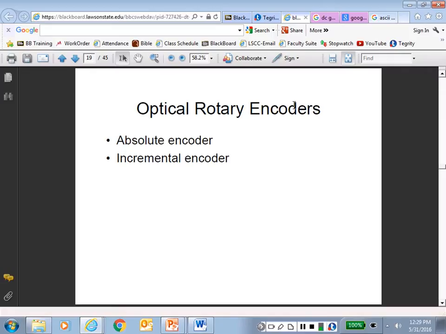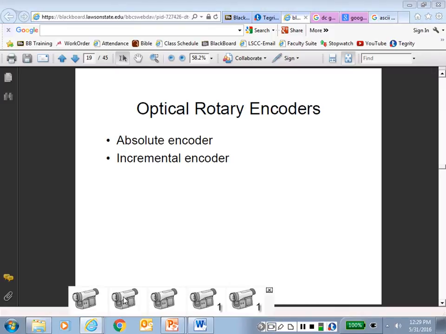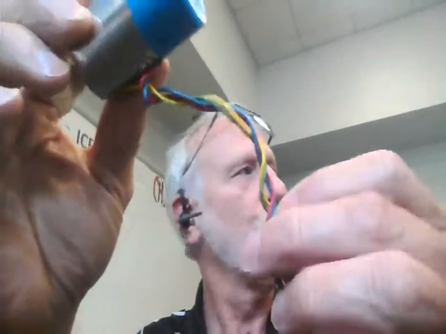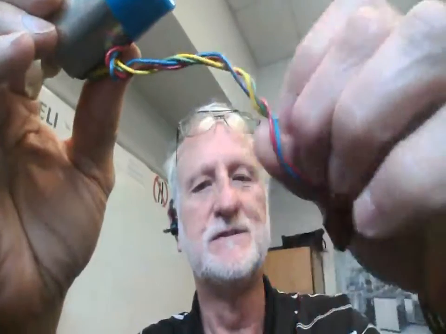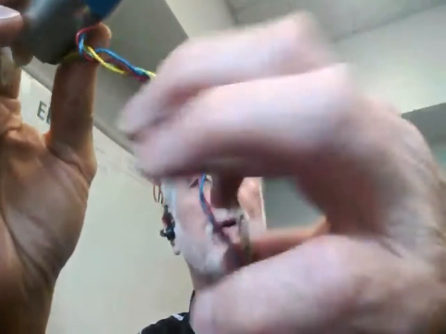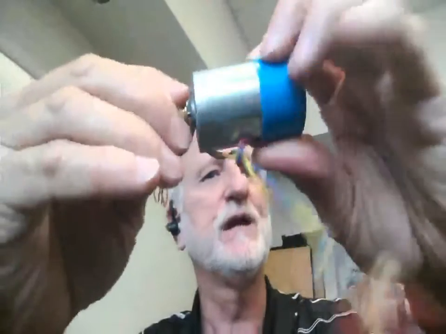This is an MG. This is a little motor. What's nice about this little motor? This guy here has the tach generator built into it. So notice we have 4 wires coming off of it. 2 of them are for the motor, 2 of them for the tach generator, and it's actually one unit together.